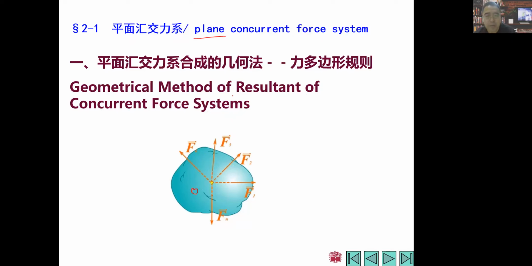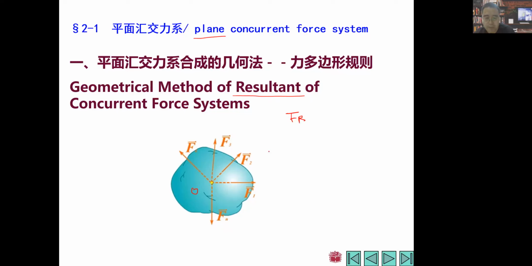After we give the definition of this so-called plane concurrent force system, we talk about how to find its resultant force. You will see that all these n forces can be replaced by just one single force, FR, which means the resultant of this force system. It has the same effect on this body as the n forces. Why?